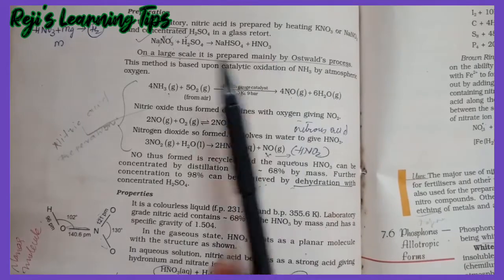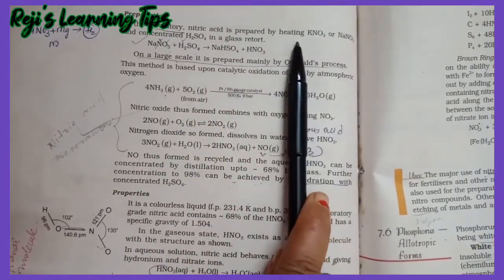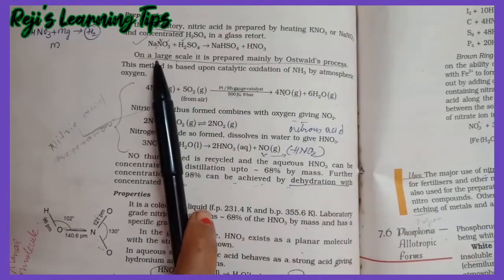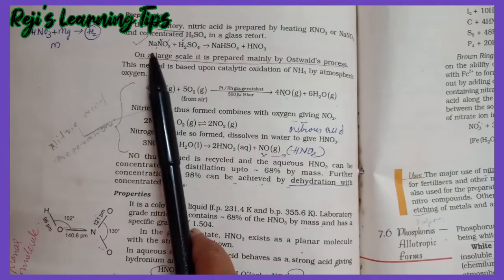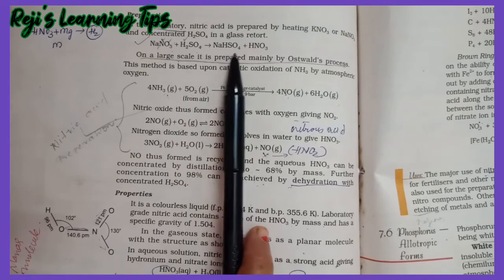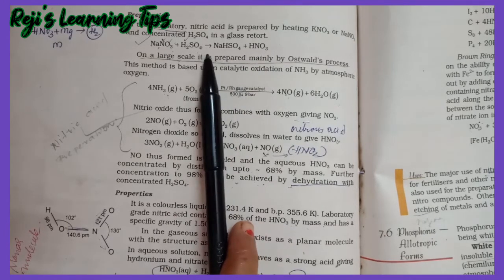Preparation of nitric acid. First is the laboratory method. Nitric acid is prepared by heating potassium nitrate or sodium nitrate and concentrated sulfuric acid in a glass retort. Sodium nitrate reacts with sulfuric acid, and we get sodium hydrogen sulfate and nitric acid. This is the laboratory method of preparation of nitric acid.